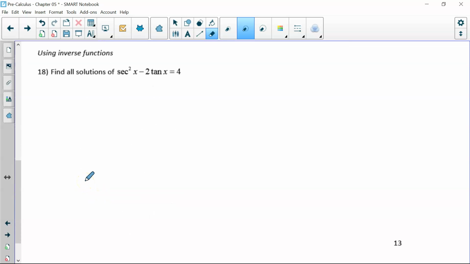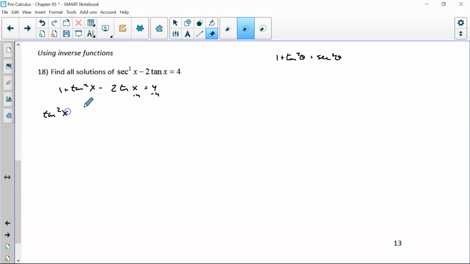It's a very similar one to what we just did. I can rewrite secant squared. I can't rewrite tangent. So remember, 1 plus tangent squared theta equals secant squared theta. So instead of writing secant squared, 1 plus tangent squared of x minus 2 tangent of x equals 4. So I'm going to subtract 4 from both sides and then combine my like terms. So I get tangent squared of x minus 2 tangent of x, and then 1 minus 4 is negative 3, and that equals 0.